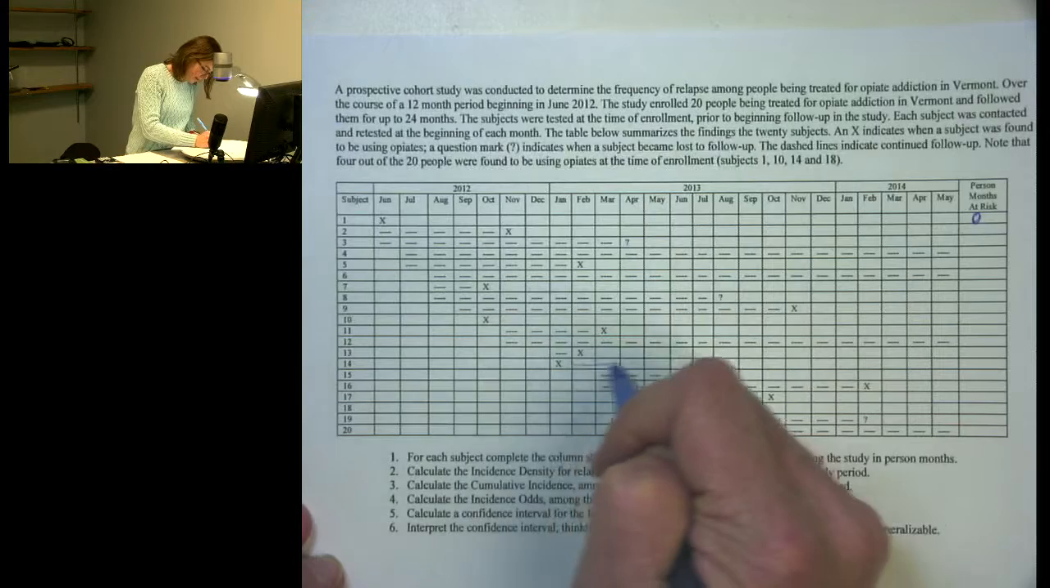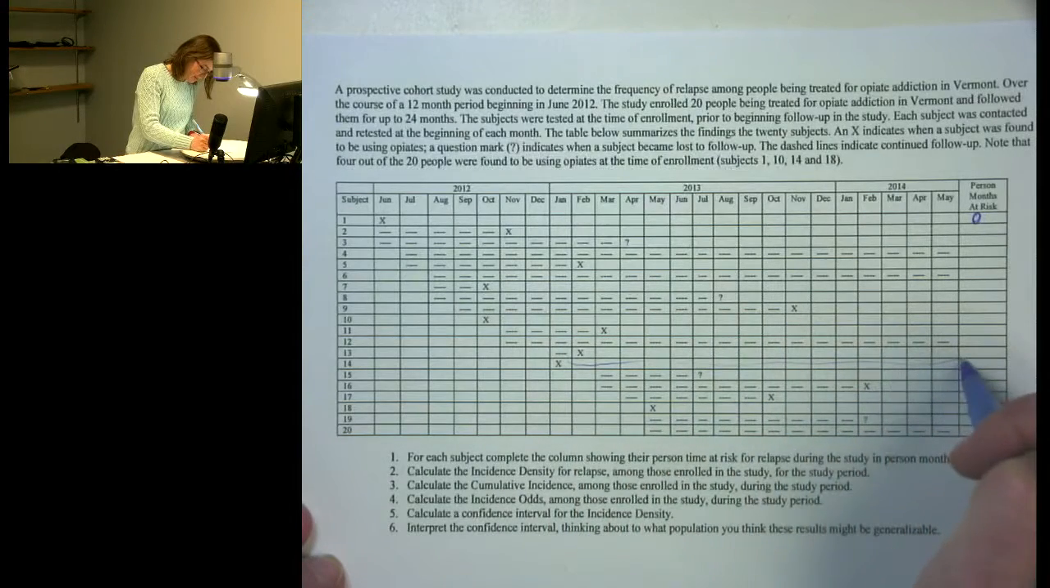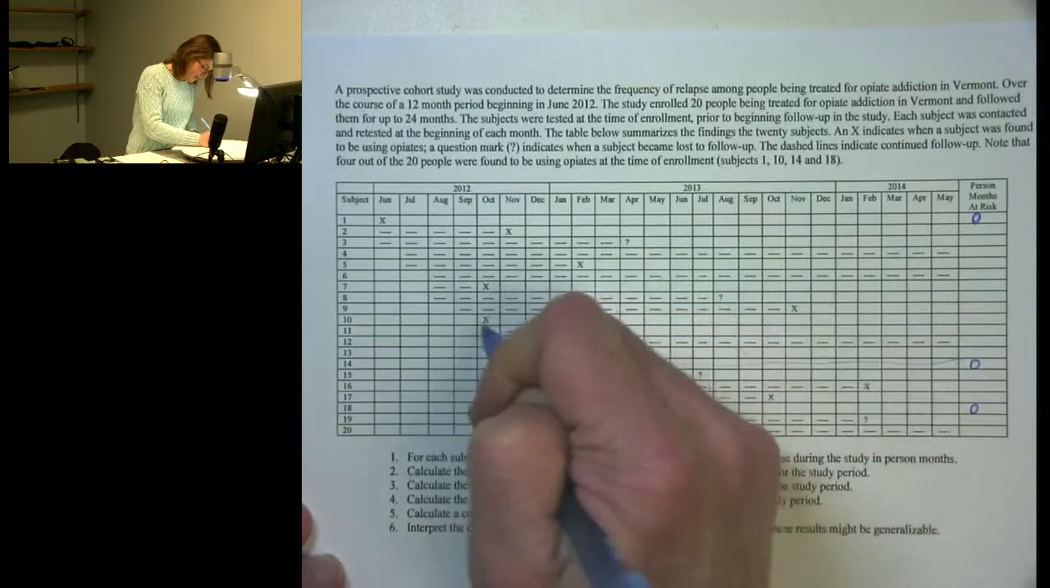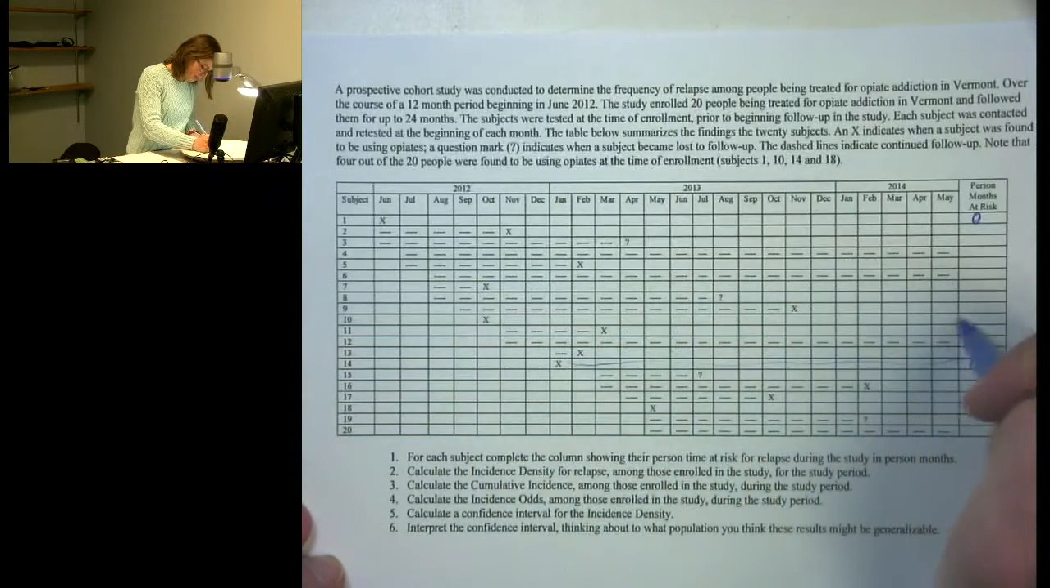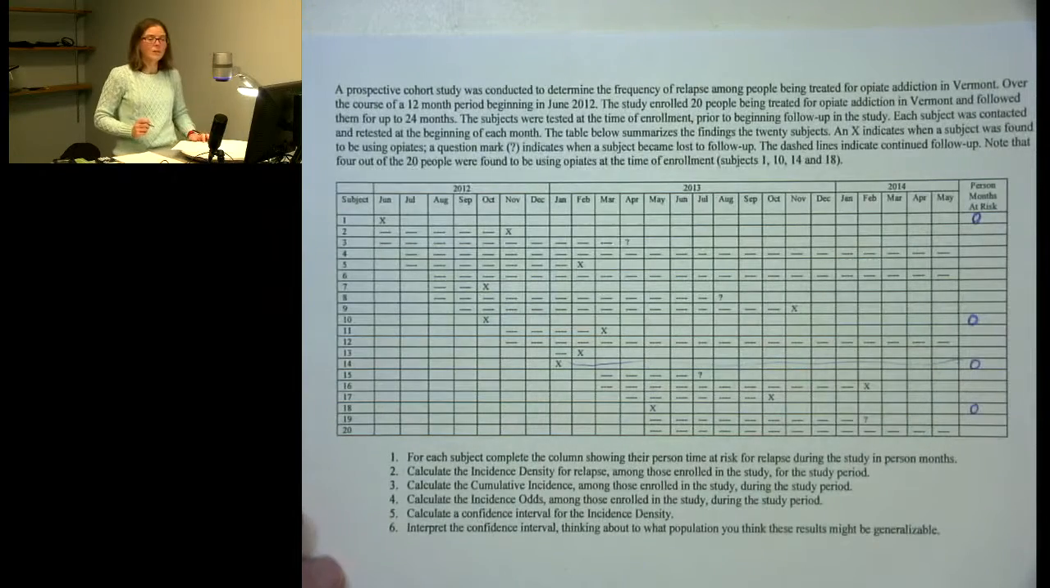Boy, it's hard to go across. Let's see. Got a 0 here. I've got a 0 here. And I've got a 0 here. Okay, so all of those had no time at risk because they had already had the event.